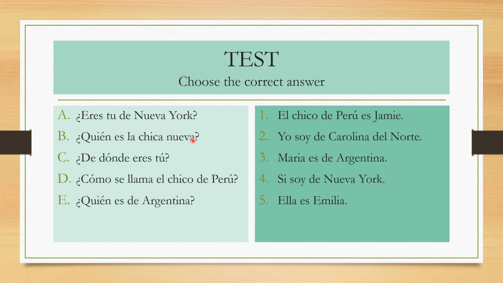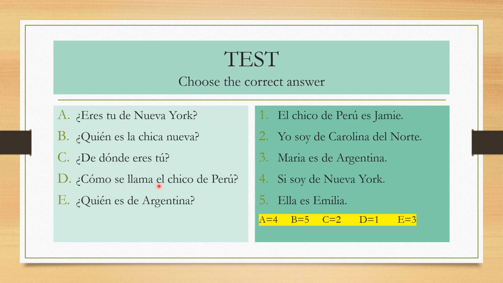B. ¿Quién es la chica nueva? And you should have had 5. Ella es Emilia. C. ¿De dónde eres tú? C es 2. Yo soy de Carolina del Norte.